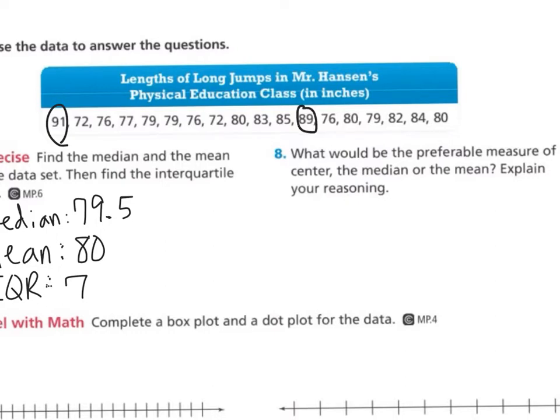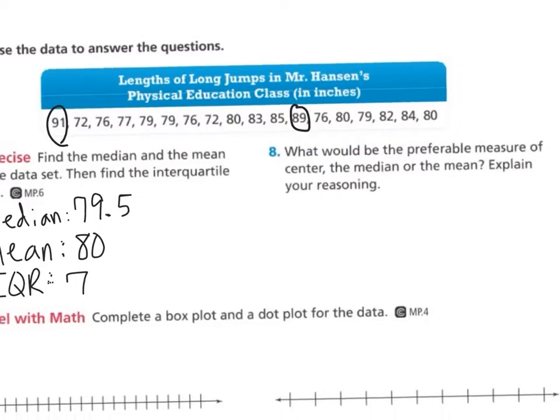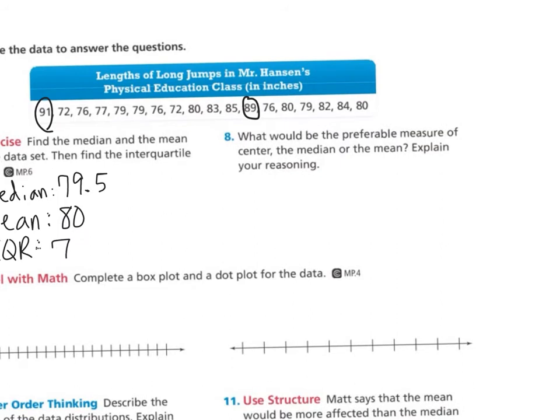So if you would argue those to be outliers, remember, if we have outliers, probably the better choice for the measure of center would be the median. So one argument, you could say the median, since 89 and 91 are outliers.